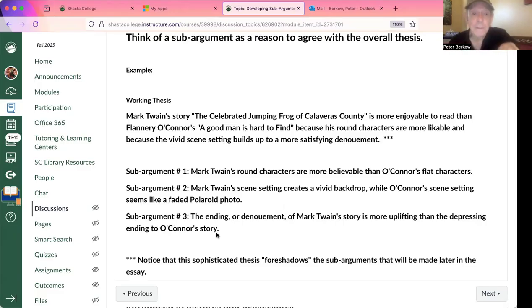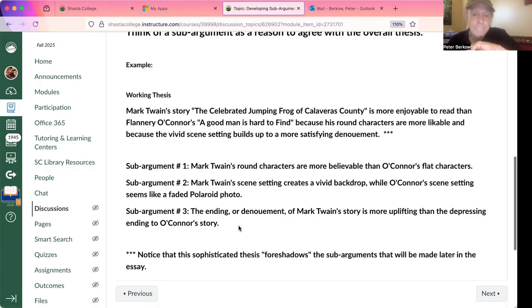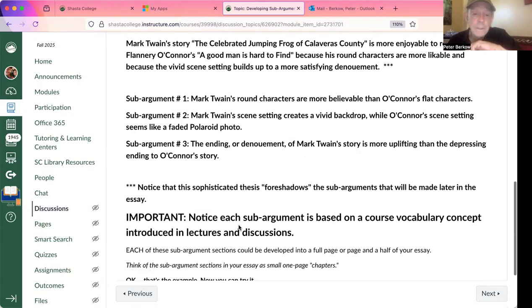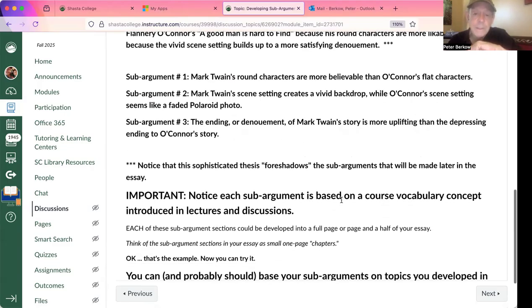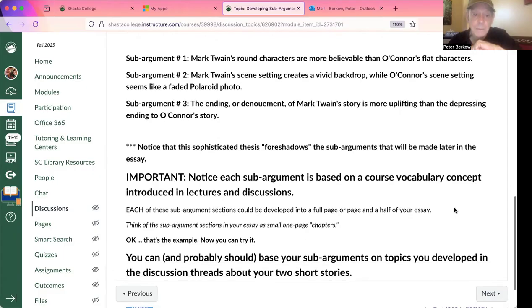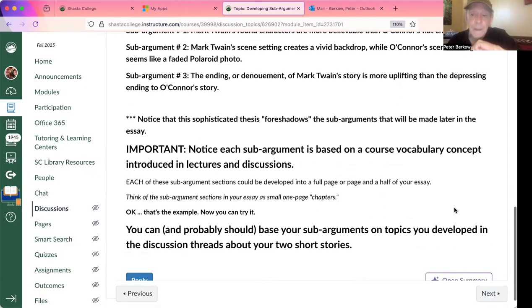Third sub-argument, which is foreshadowed by your thesis: the ending or denouement. Notice I did work that vocabulary word in there. The ending or denouement of Mark Twain's story is more uplifting than the depressing ending of O'Connor's story. It's important to notice that each sub-argument is based on a vocabulary course concept introduced in the class.